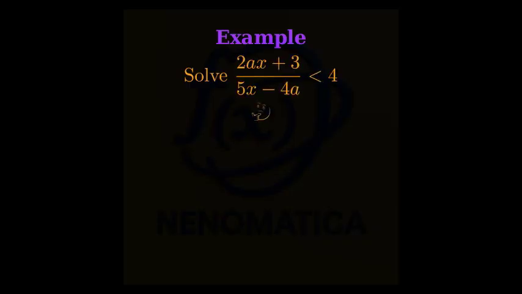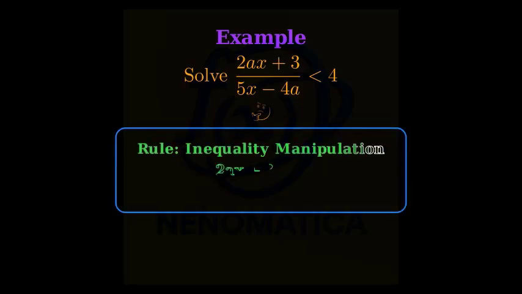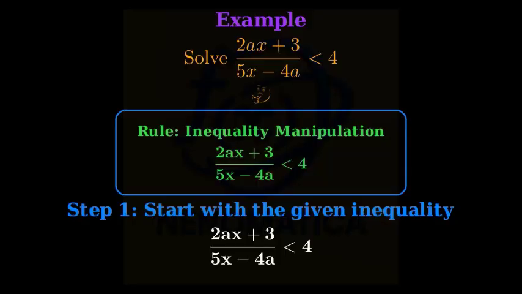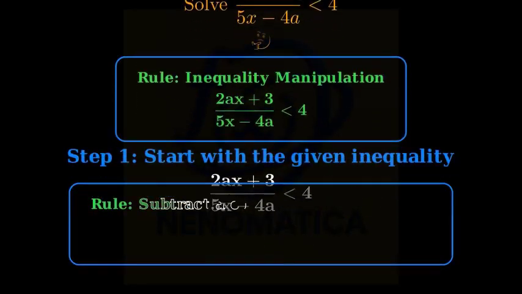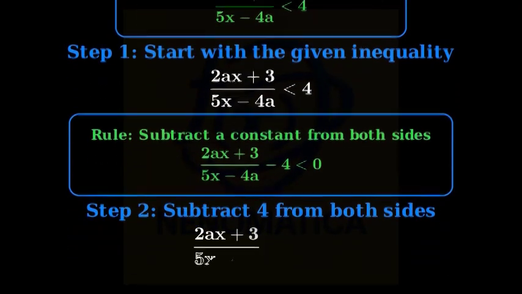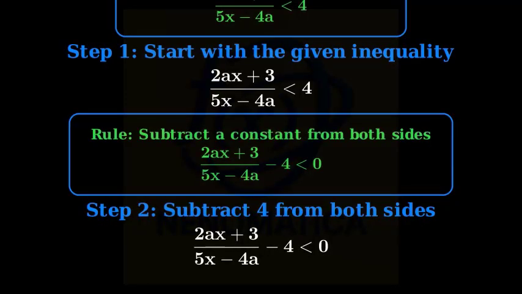Quick challenge. Before we start, can you predict the first algebraic move? Step 1. Start with the given inequality, unchanged. Step 2. Subtract 4 from both sides to move everything to one side. Step 3. Combine into a single fraction and simplify the numerator. Then, simplify the coefficients to a clean factored form.